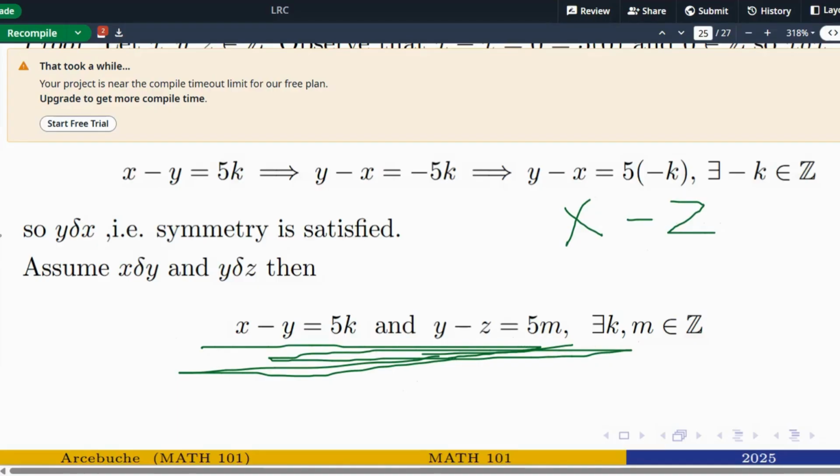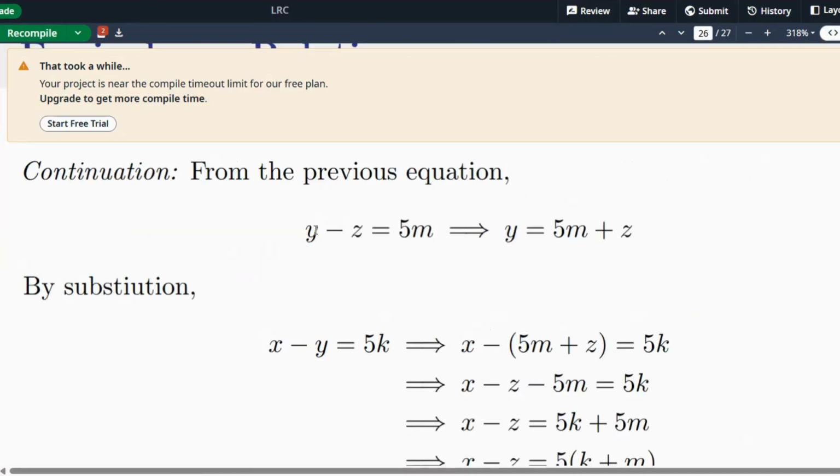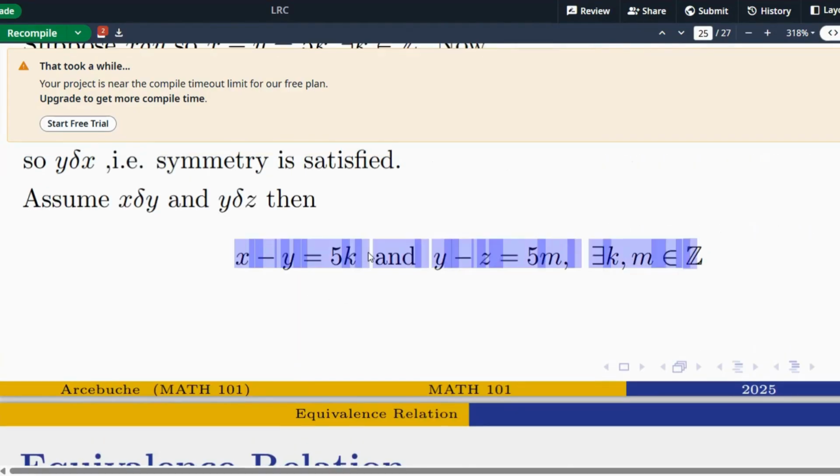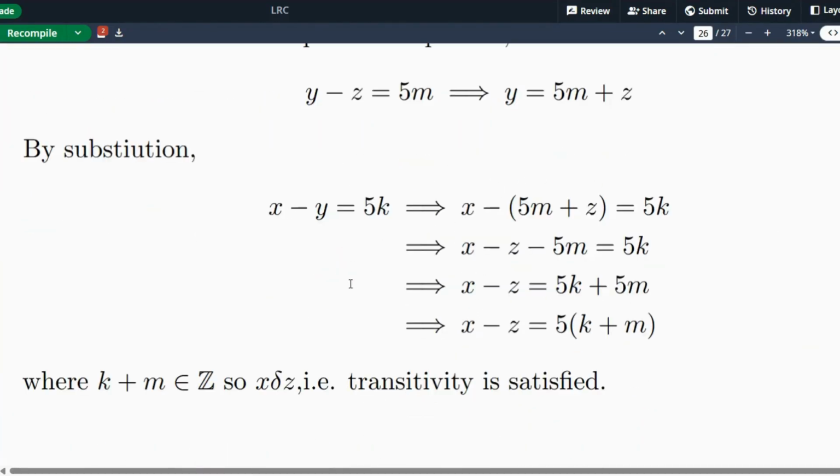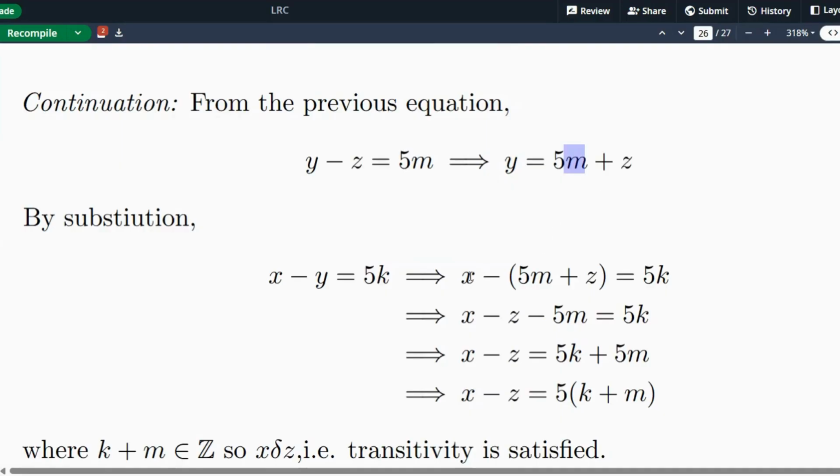So, gagalawin ko tong equation na y minus z equals 5m. Makukuha ko si y is equal to 5m plus z. Inilipat ko lang yung z sa kabila. Tapos, etong value na to, isa-substitute ko dito. So, yung x minus y equals 5k, substitute ko tong y. So, magiging x minus (5m plus z) equal to 5k.